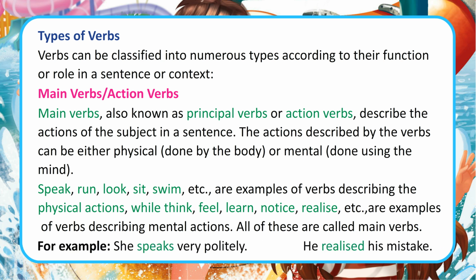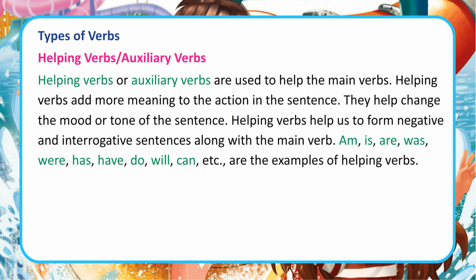For example, she speaks very politely. He realized his mistake. Helping verbs/auxiliary verbs. Helping verbs or auxiliary verbs are used to help the main verbs. Helping verbs add more meaning to the action in the sentence. They help change the mood or tone of the sentence. Helping verbs help us to form negative and interrogative sentences along with the main verb.